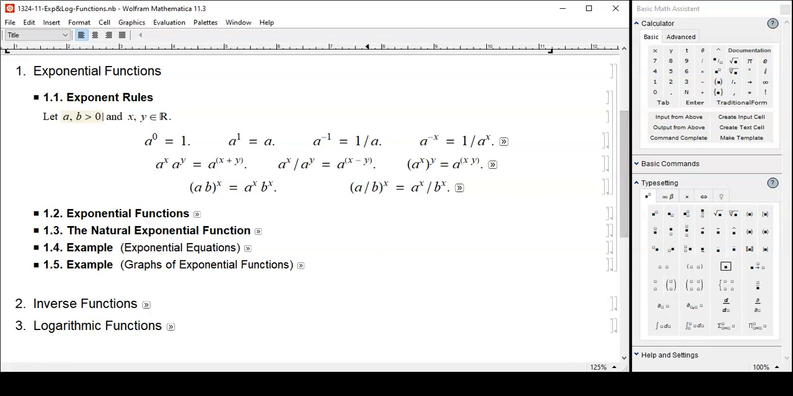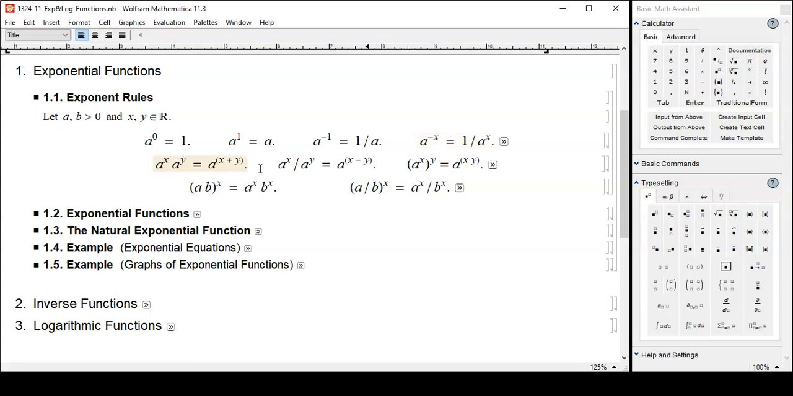Let a and b be positive real numbers, then they're going to be the bases, and let x and y be arbitrary real numbers, and they're going to be the exponents or powers. When x is 0, a to the 0 power is 1. Not 0, but 1. When x is 1, a to the first power is a itself. In other words, if there's nothing there, 1 is hidden. Negative first power is the reciprocal, 1 over a. Negative x power, again the reciprocal, 1 over a to the x power.